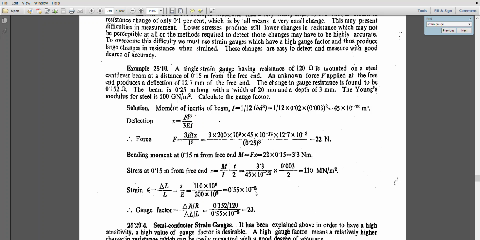So you can calculate your strain, and then you need to calculate your gauge factor. The gauge factor can be determined from 0.152, which is the difference they have given, and 120, and you will get a huge gauge factor of 23. Okay, so this is how you calculate when mechanical aspects are given. The only thing that you need to understand in this problem is the formulation of the conversion of bending moment to stress, and the moment of inertia and deflection formulations. These are the formulas you should remember, and sometimes questions might also come from this section.